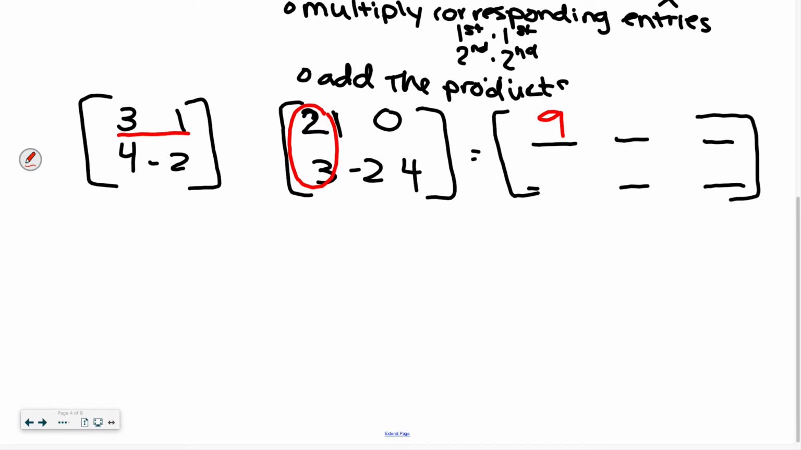Okay. Now, to get the next entry, I just go down the row. I'm not done with the first row, because I've only taken the first row times the first column. Now I need to take the first row times the second column. Remember, you do corresponding entries, first times first, second times second, and add them up. So 3 times 1 is 3, plus 1 times negative 2 is negative 2. 3 plus negative 2 is 1.